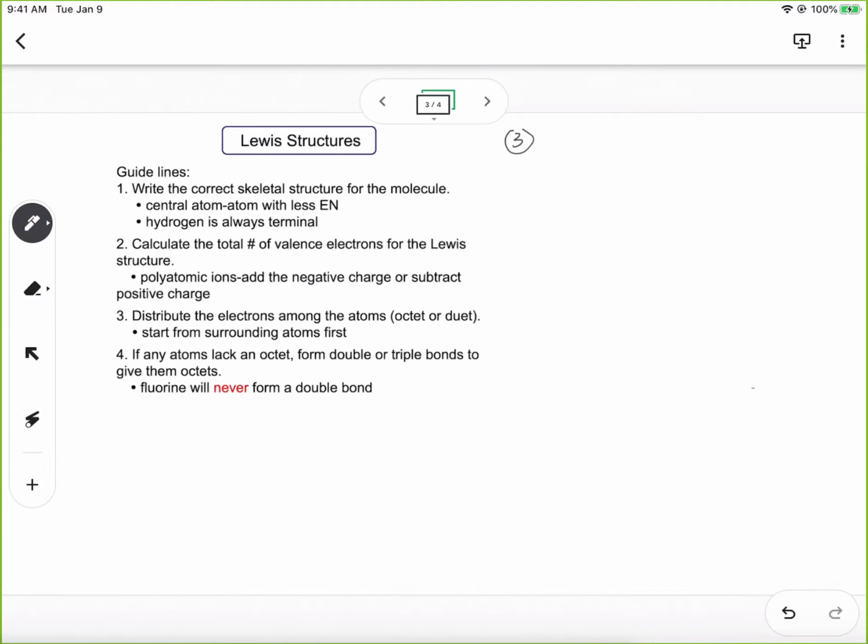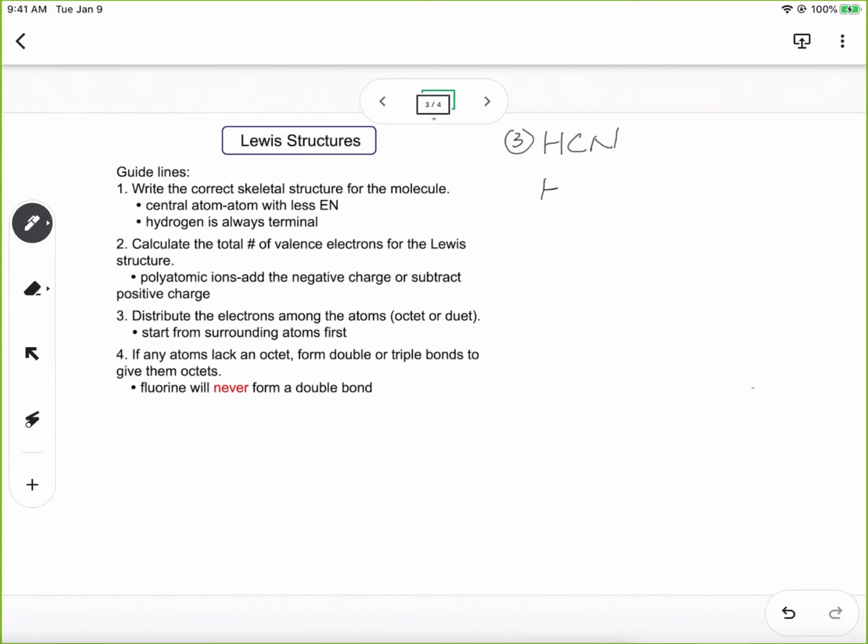Third one, HCN. Okay, now you have 3 elements. How do we start? Well, it doesn't matter how many elements you have in the molecule, you always follow those rules. Central atom with less electrons, hydrogens surrounding atoms.